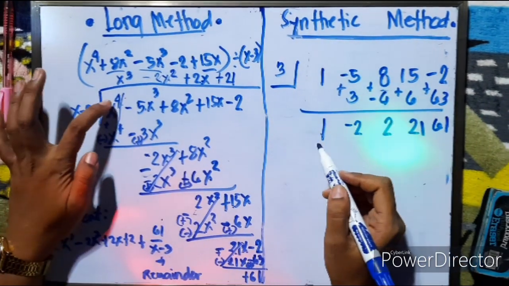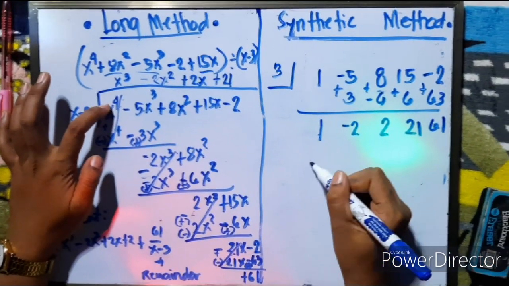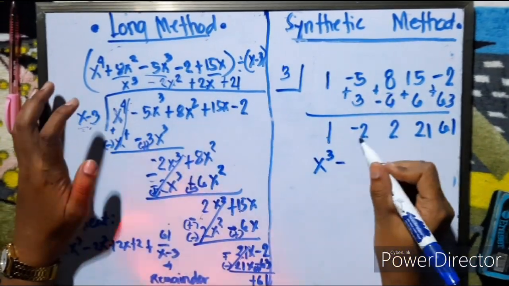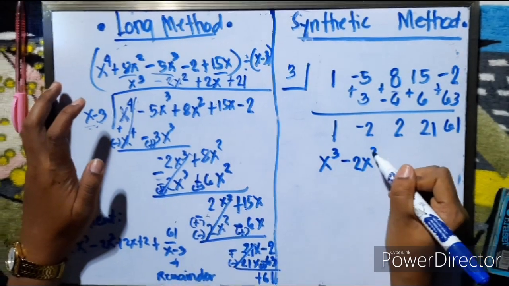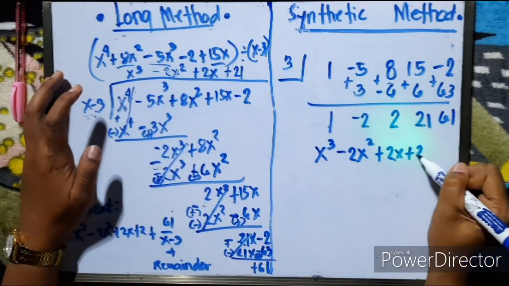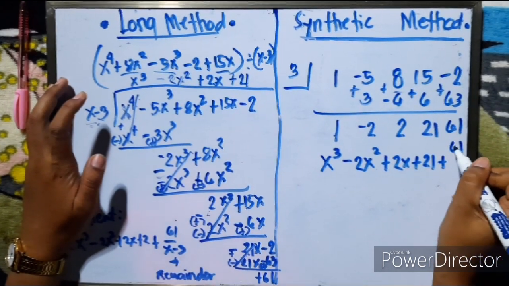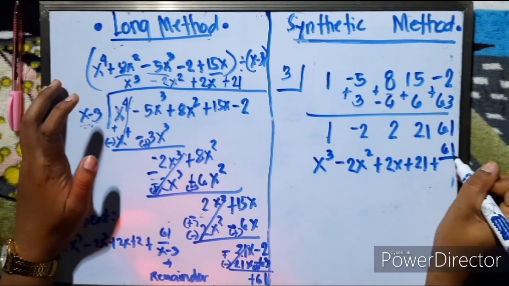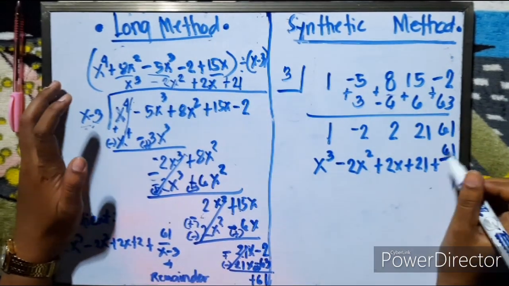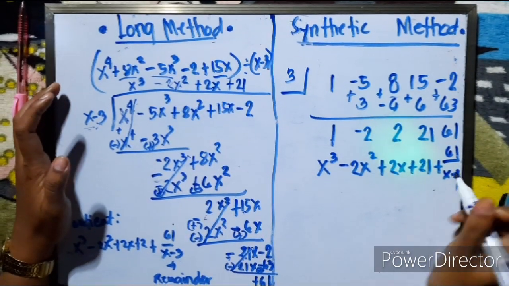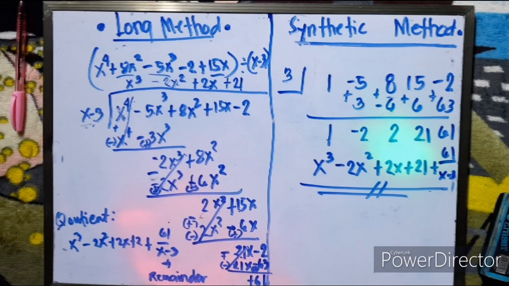The highest power is x to the power of 4, so the quotient starts with x cubed, followed by negative 2x squared plus 2x plus 21, plus 61 as our remainder. Then the remainder goes over our divisor, which is x minus 3. Simple, right? That is our last example.